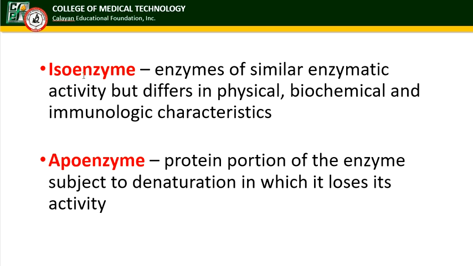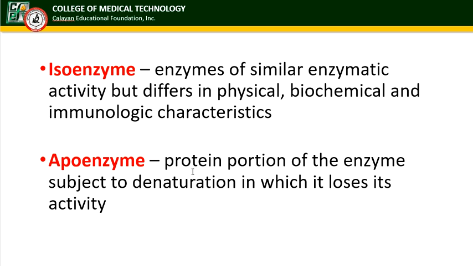So isoenzyme. So isoenzymes are enzymes of similar enzymatic activity but differs in physical, biochemical, and immunologic characteristics. So usually may naglilipat lang from dextro, nagiging left, or yung isang carbon natin na papupunta sa kabila. So kung kayo nagbuo ng clay models ng ating mga compounds or chemicals, doon yun. So halimbawa, may carbon sa left side ng ating chain, naglipat siya sa right. So yun, magiging siyang isoenzymes.